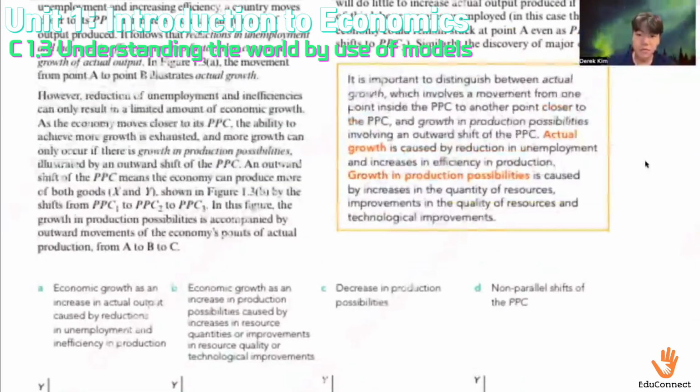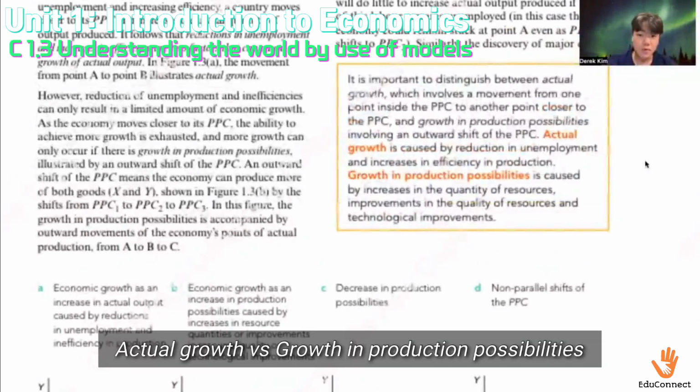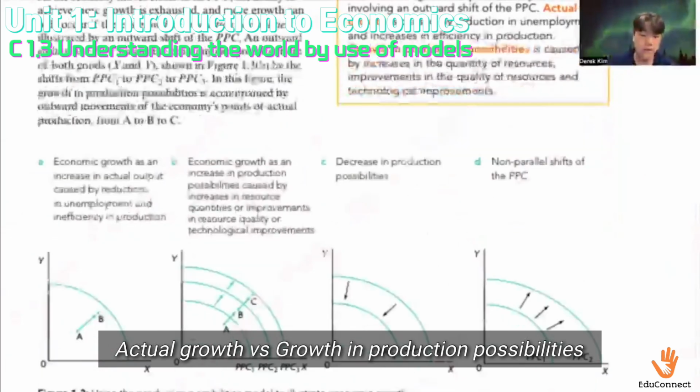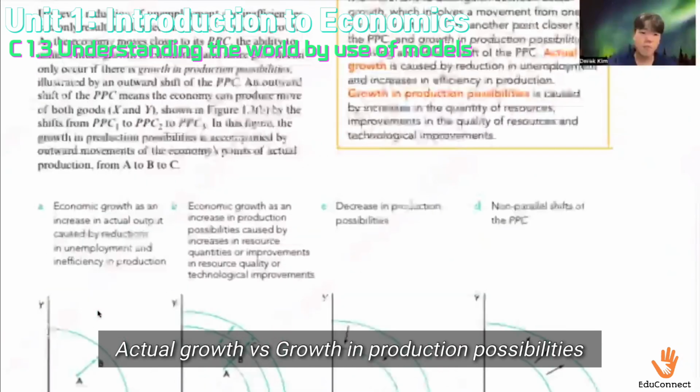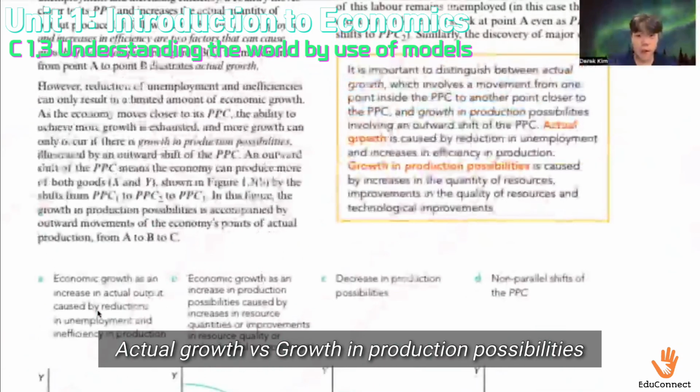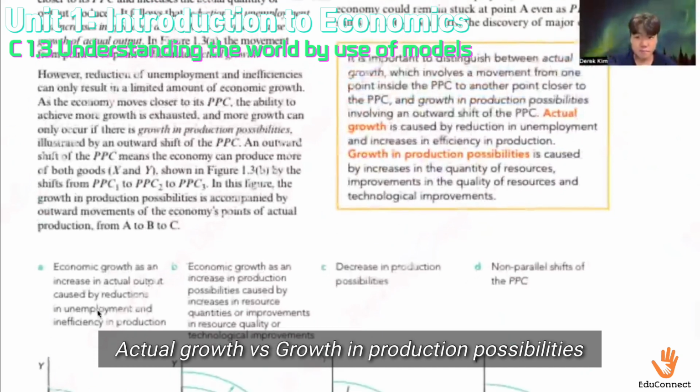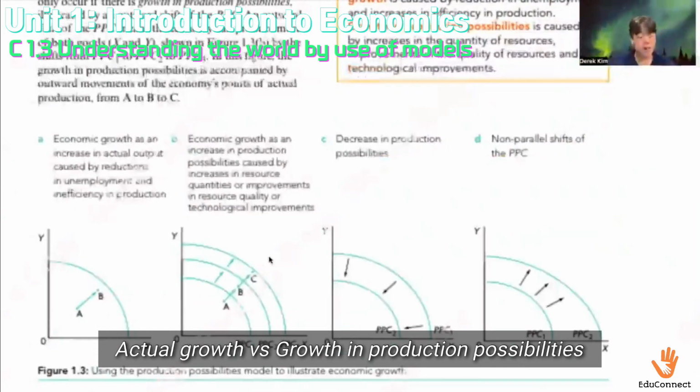It is important to distinguish between actual growth, which involves a movement from one point inside the PPC to another point closer to the PPC, and growth in production possibilities, involving an outward shift of the PPC. Actual growth is caused by reduction in unemployment and increase in efficiency in products. Actual growth is when growth occurs between these points, and then there is a growth in the production possibilities.